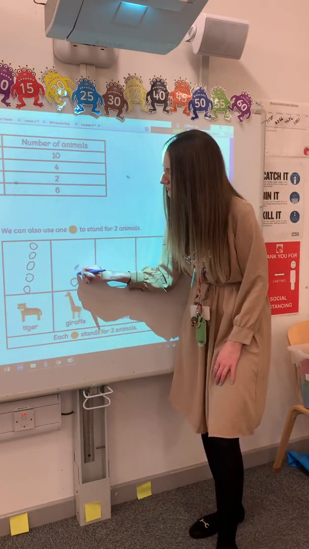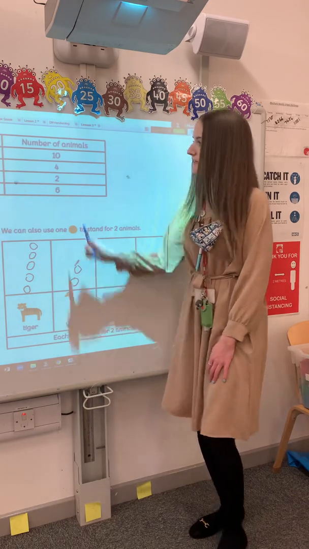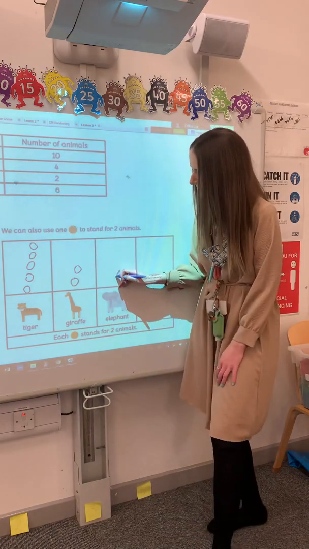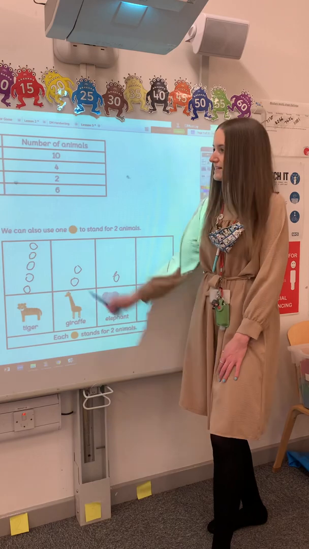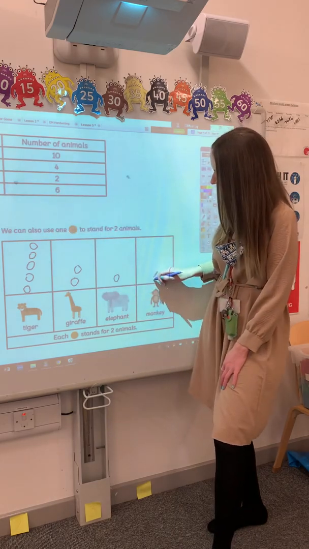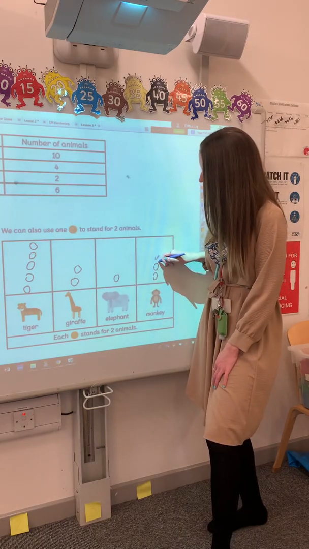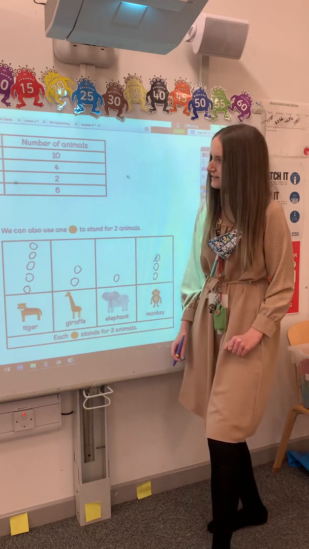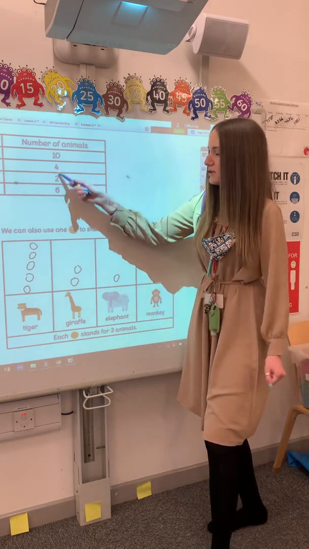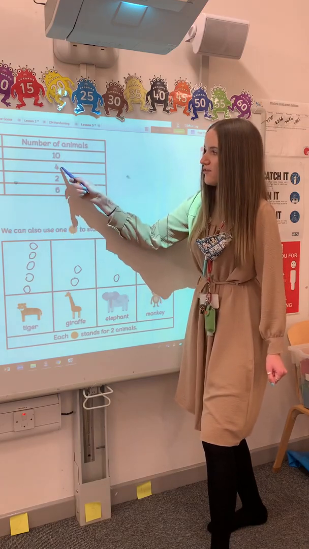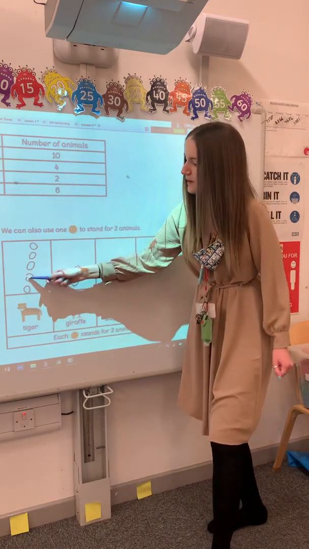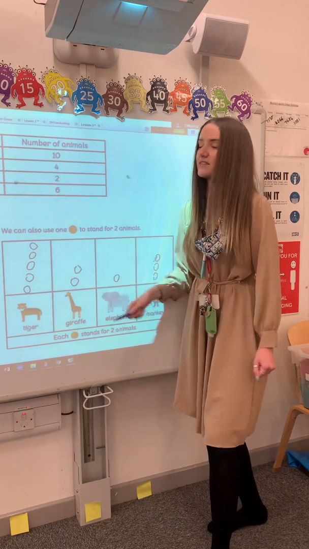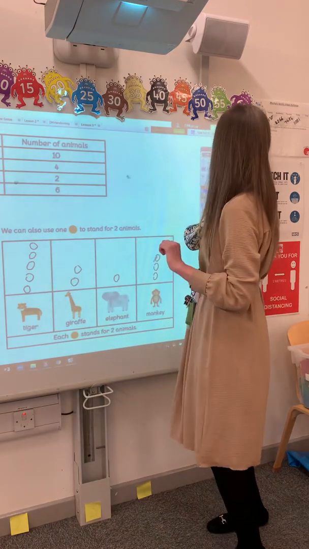2, 4. He saw 2 elephants. 2. As easy as that. And he saw 6 monkeys. 2, 4, 6. Okay? And what you may have noticed earlier, when I asked you at the beginning, they are all in the 2 times tables. That's why we can do it where each circle stands for 2 animals.